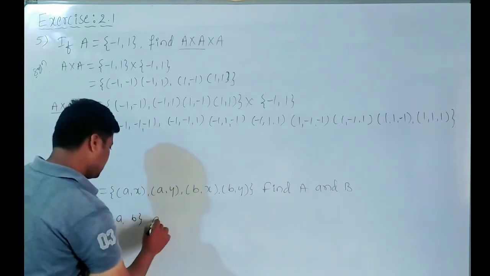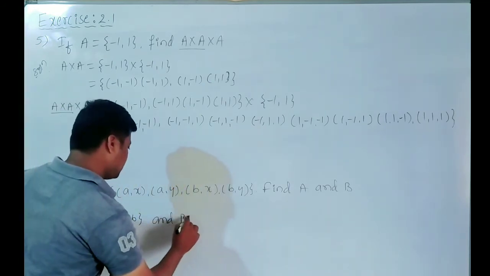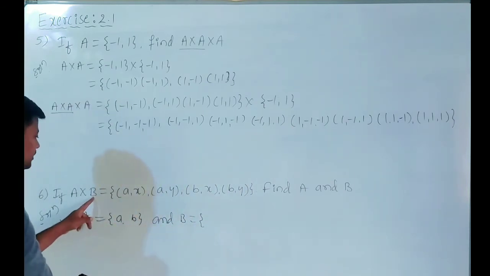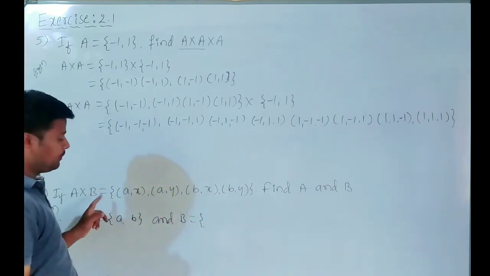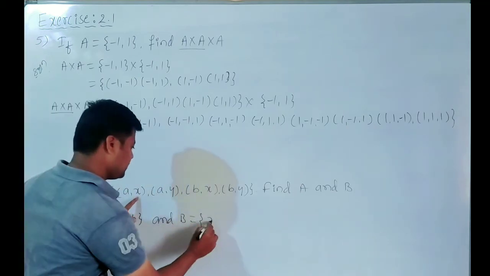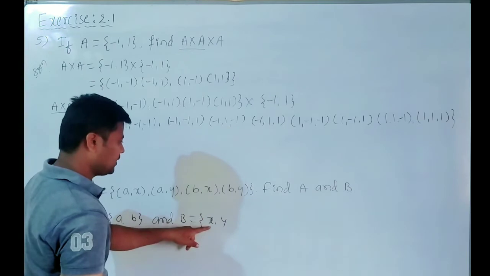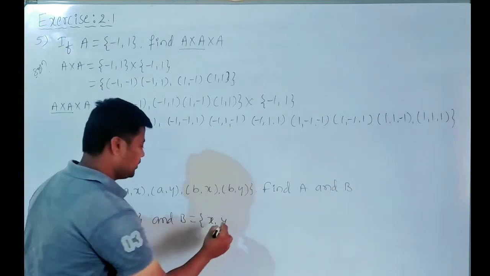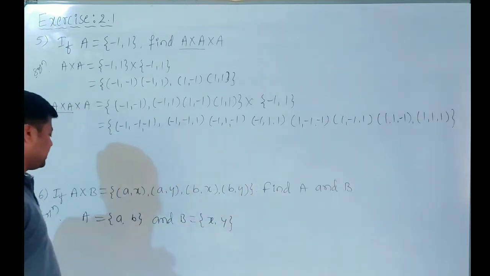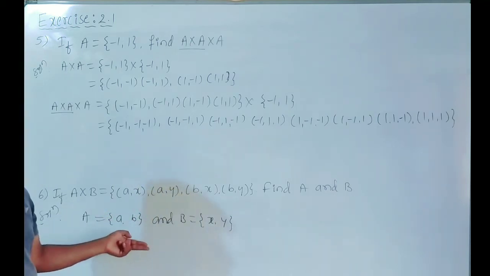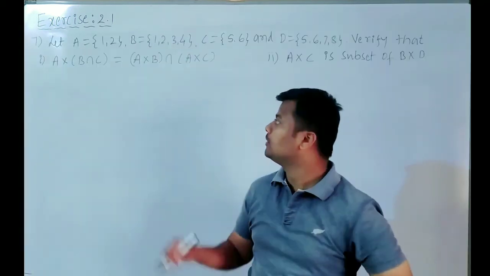Then set B equals the second elements. Set B is the second set, so the second element belongs to set B. The second elements are x and y. Next, already there. y is there. So this is set A and set B. This is how we write set A and set B. Okay, note down.